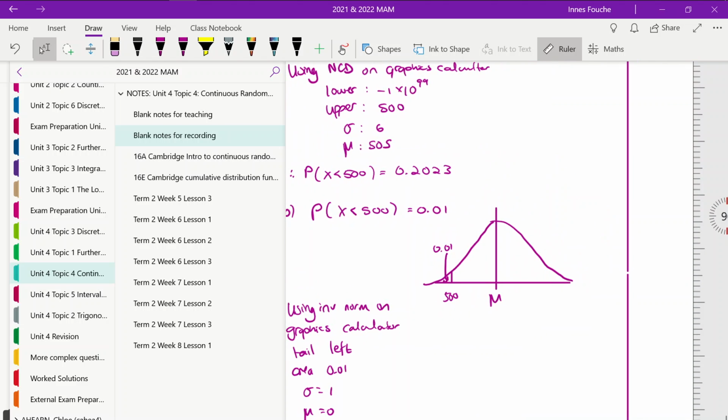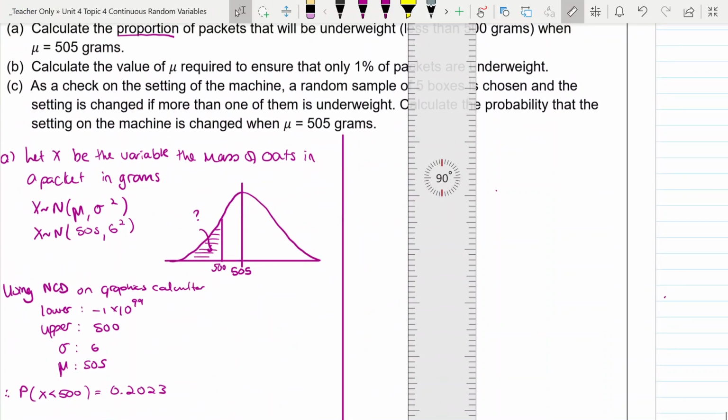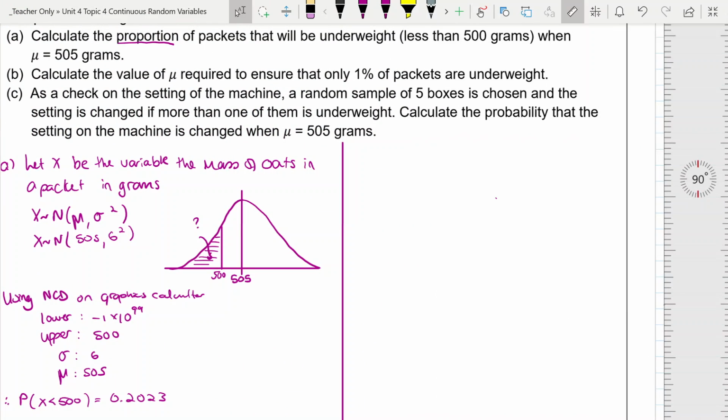Okay. Let's have a look at what question C says. It says, as a check on the setting of the machine, a random sample of 5 boxes is chosen, and the setting is changed if more than one of them is underweight. Calculate the probability that the setting of the machine is changed when mu is 505 grams. Now be careful, they're talking about a sample of 5 boxes, and so instead of it being a normal distribution, now we're changing this to just a binomial distribution, which is the number of underweight boxes.